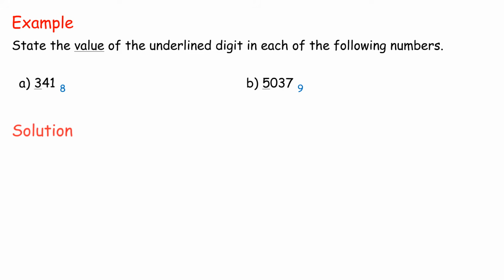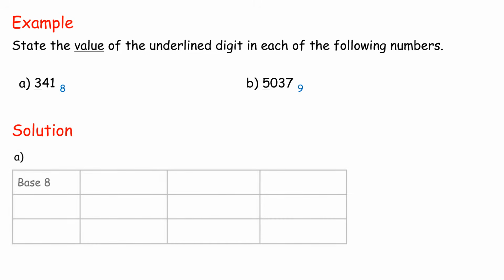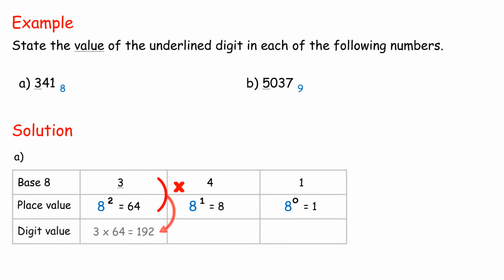Solution. A. Write down the digit in base 8. After that, write down the place value. Then, use the underlined digit times the place value. 3 times 8 to the power of 2 equals 192. Therefore, the value of the underlined digit is 192.